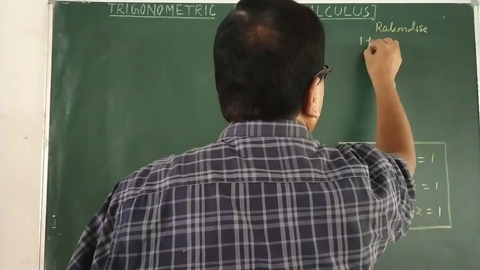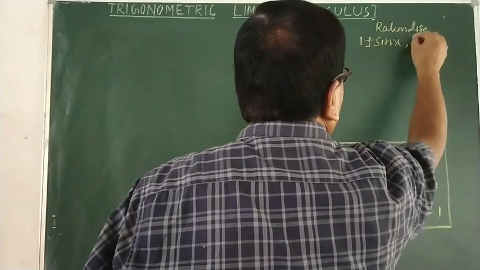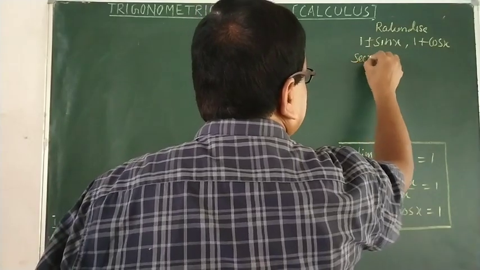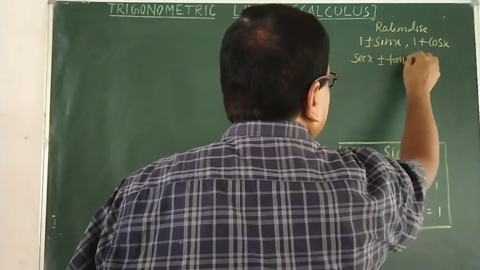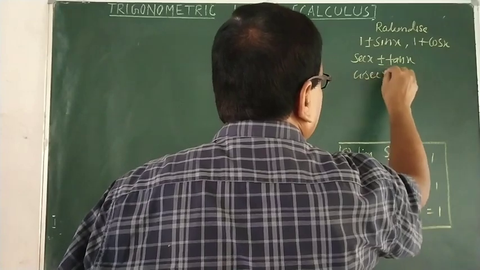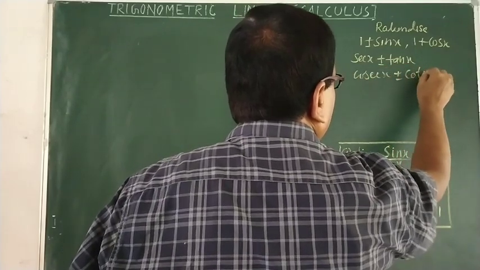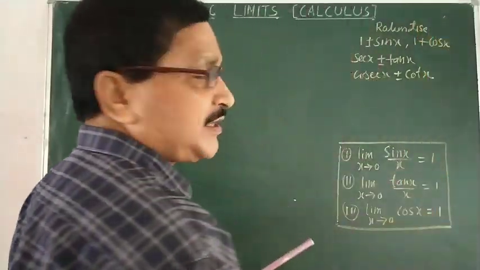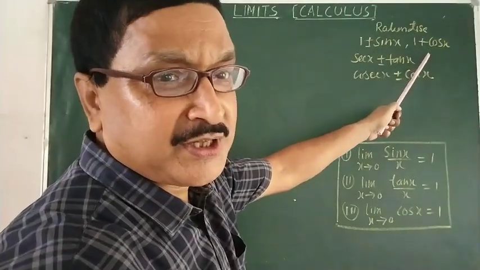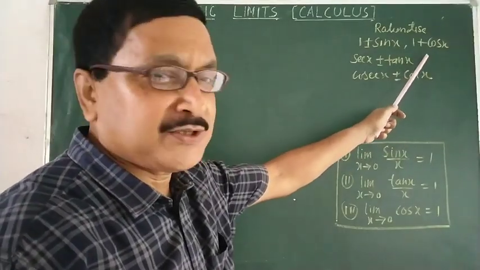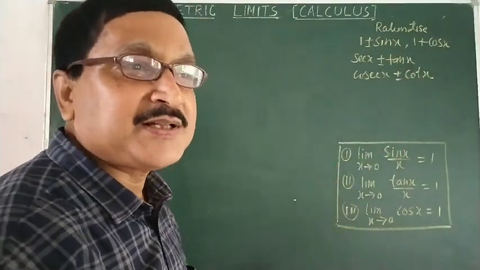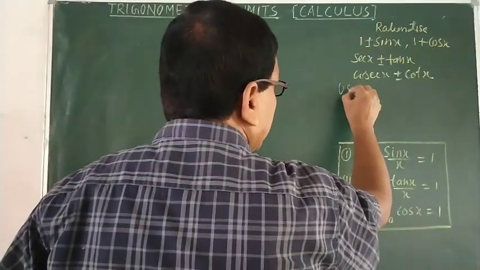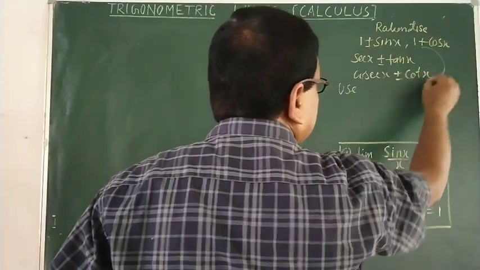Rationalize 1 plus minus sin x, 1 plus cos x, sec x plus minus tan x, cosec x plus minus cot x. These are to be rationalized if necessary. But 1 minus cos x is not rationalized. If you rationalize 1 minus cos x, you may not achieve the target. So students, use the formula, use this.